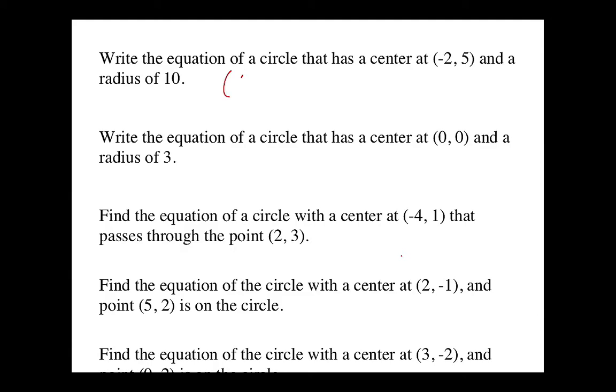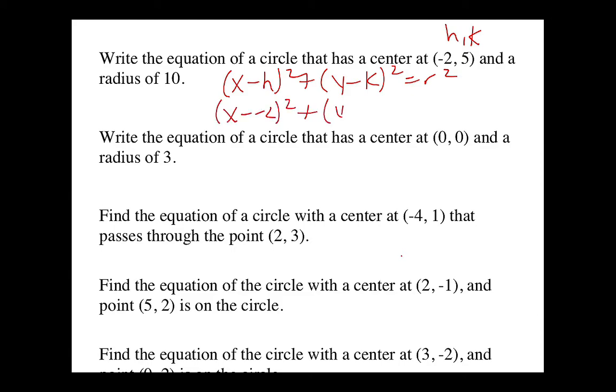So let's just start with the basic standard form. (x - h)^2 + (y - k)^2 = r^2. We know that the center is (h, k), so we're just going to fill in those numbers. It's going to be (x - (-2))^2 + (y - 5)^2 = 10^2.